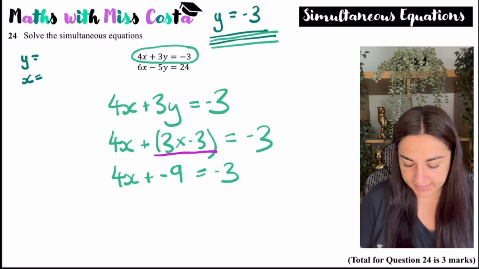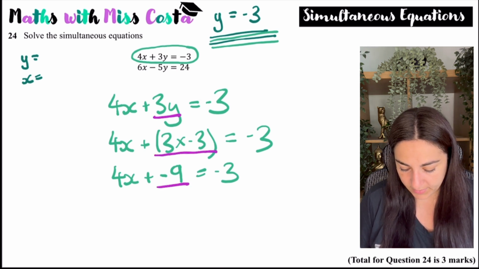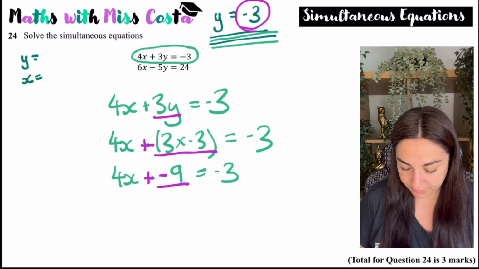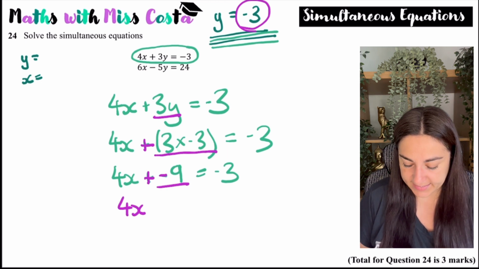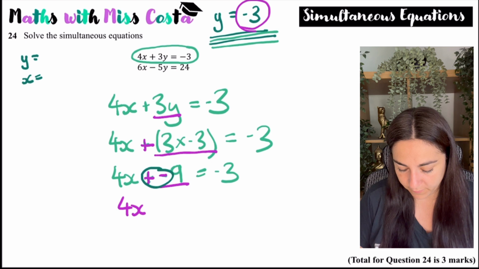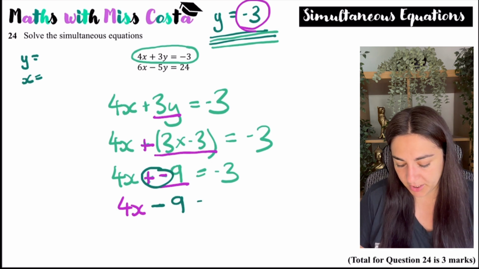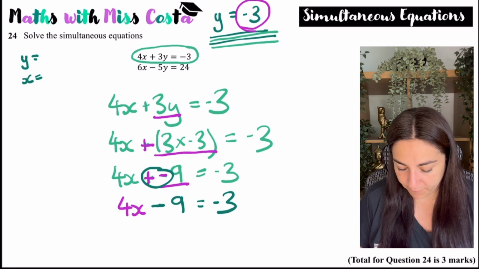So I'm just doing this step by step. This is the bit that I'm working out. 3y means 3 times negative 3, because I've worked out that y is negative 3. And remember, I'm adding this, and when you're adding a negative, you want to be careful. So that would become 4x plus minus. When you've got a plus and a minus next to each other, that becomes a minus. So 4x minus 9 equals minus 3.